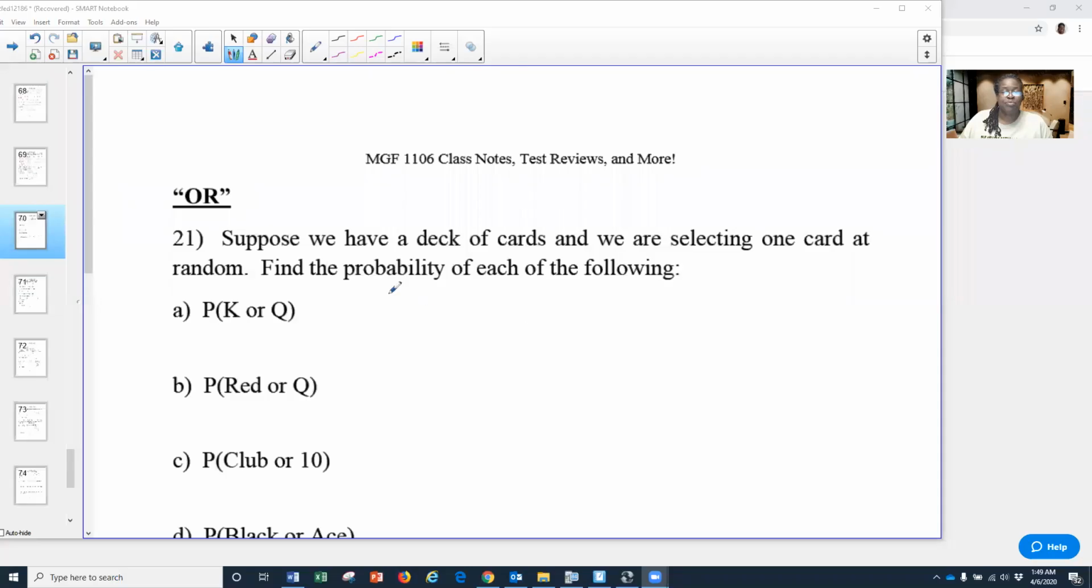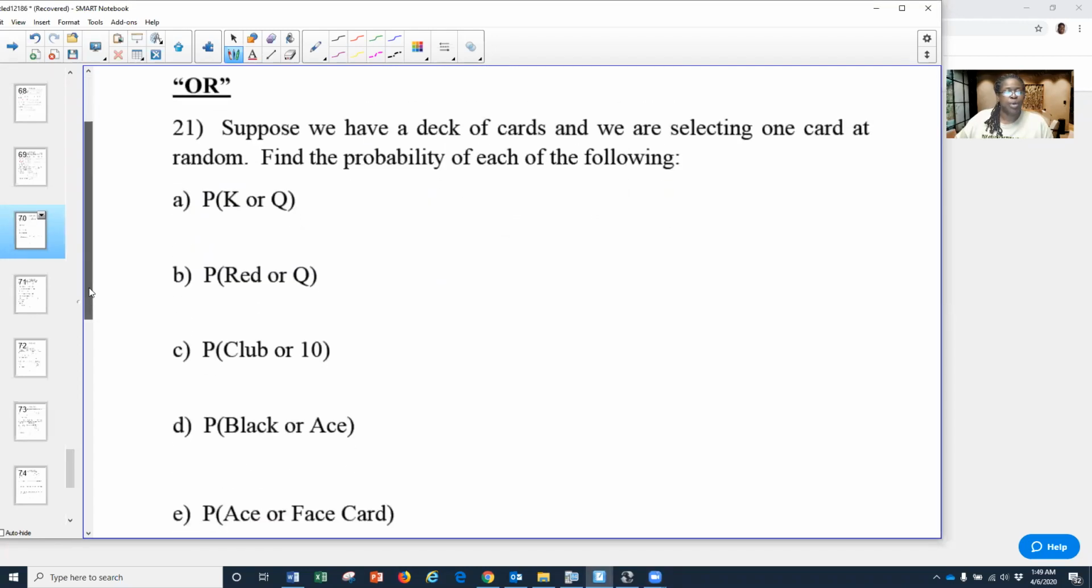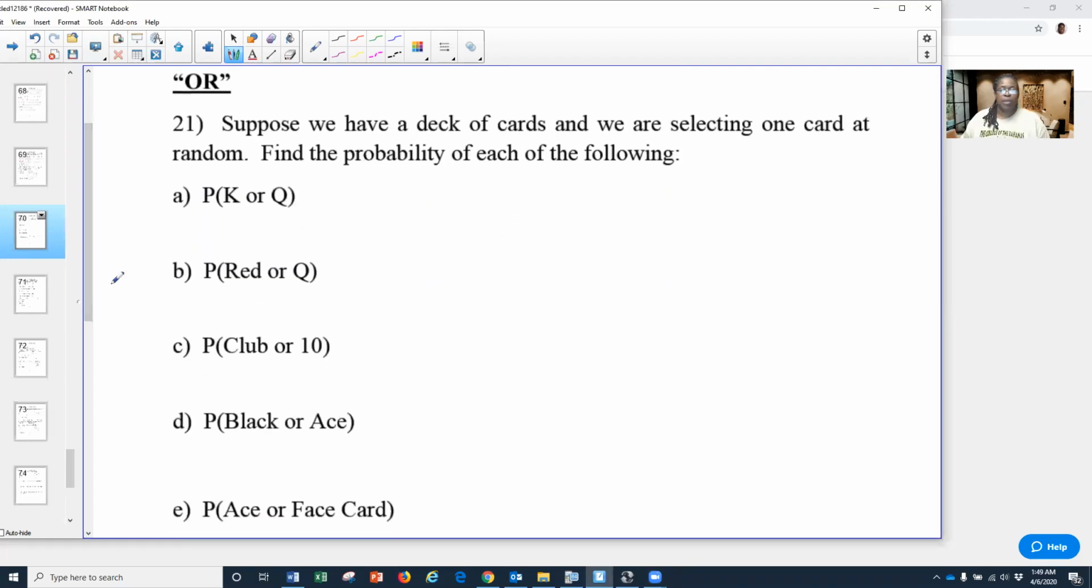All right, so we are sharing now so we can get to our next lesson. Our next lesson starts right here on our next page with problem number 21, talking about OR problems. So here we are looking at OR now. So what we have to remember about OR, so let's go back.